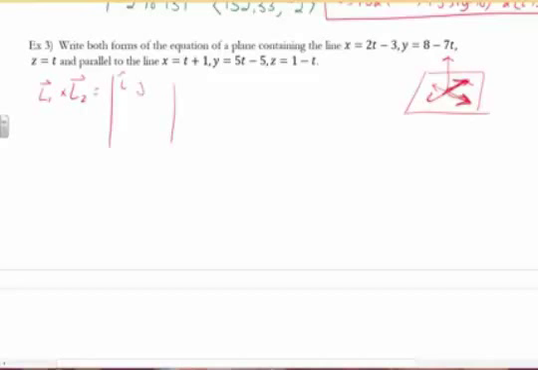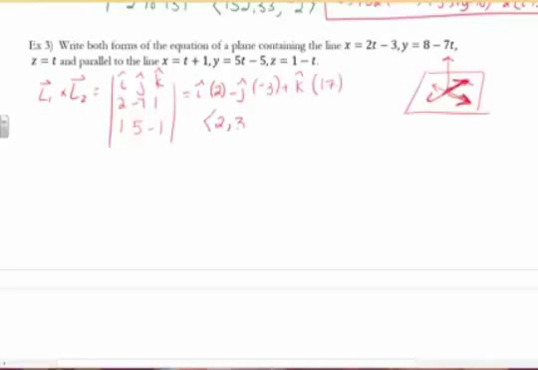So I have i, j, k. L1 is 2, -7, 1. L2 is 1, 5, -1. And if I cross them, I get 7 minus 5, which is 2. -2 minus 1 is -3. And 10 plus 7 is 17.